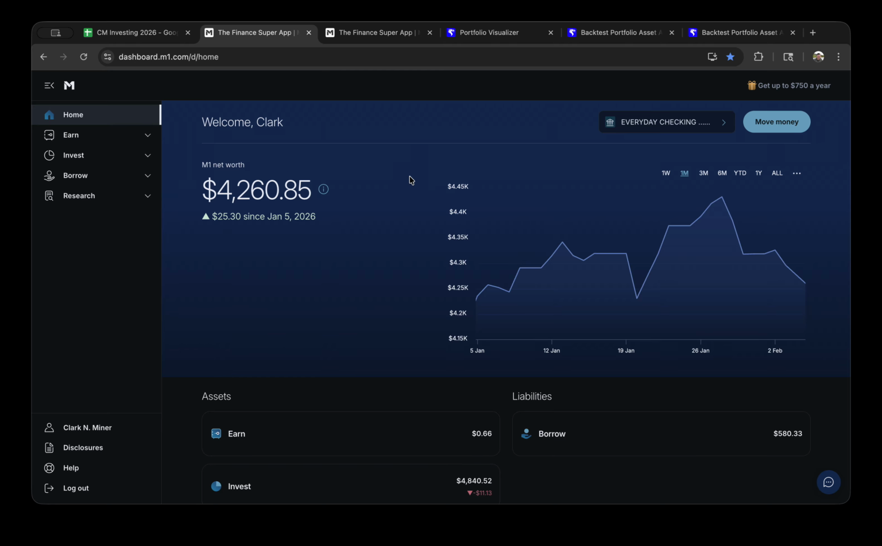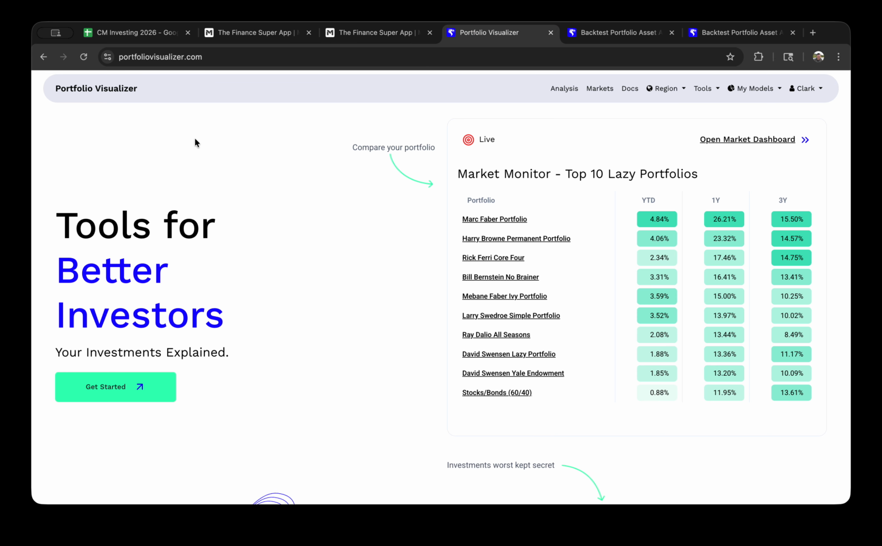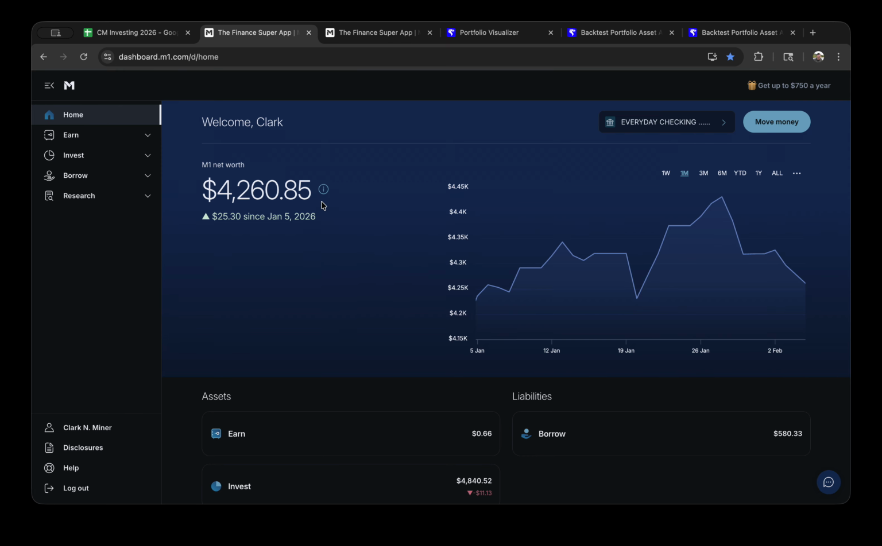I have some cool things I wanted to share with you guys today about M1 Finance and Portfolio Visualizer, how they work together really, really well. If you haven't yet watched my previous video, before you even start investing, it talks about things that you should think about. So what are your goals? What's your time horizon? And what is your risk tolerance?